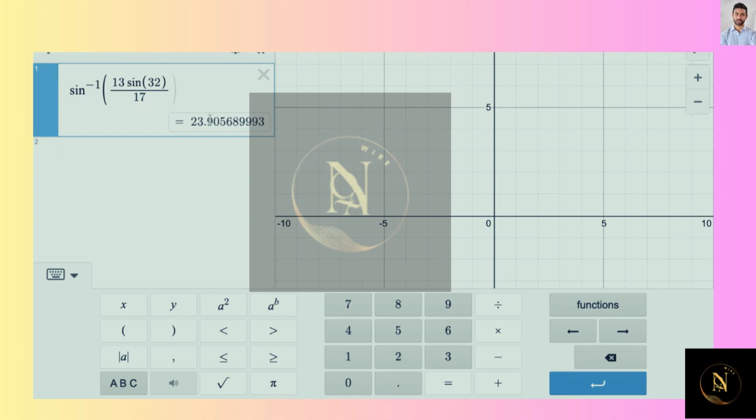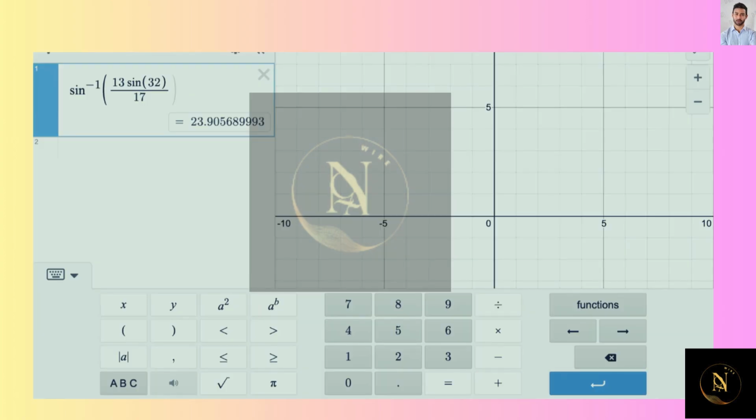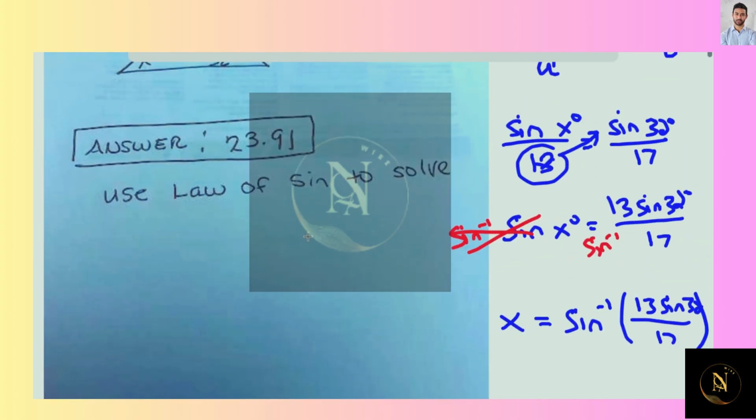And we get about 23.91, which is checking out with what you knew the answer to already be.